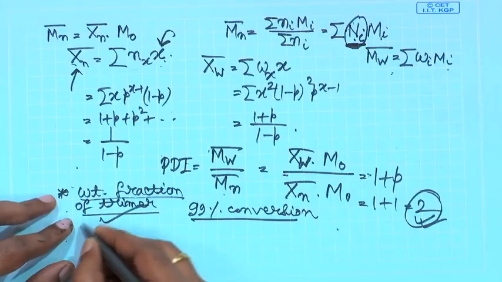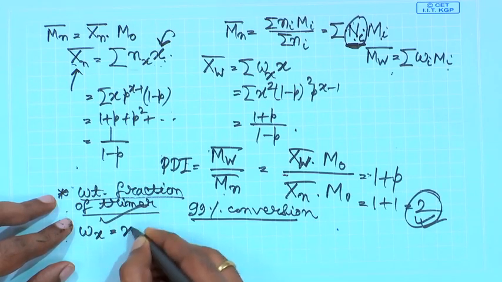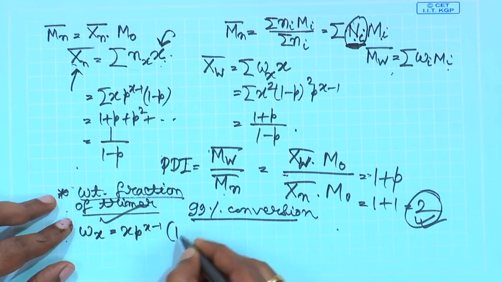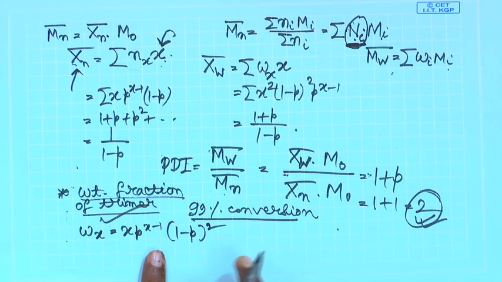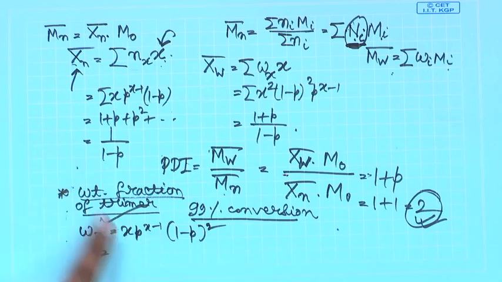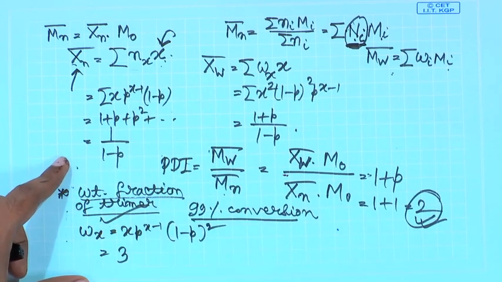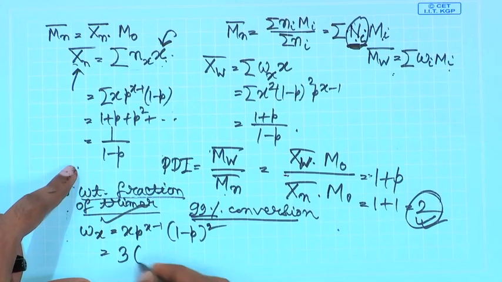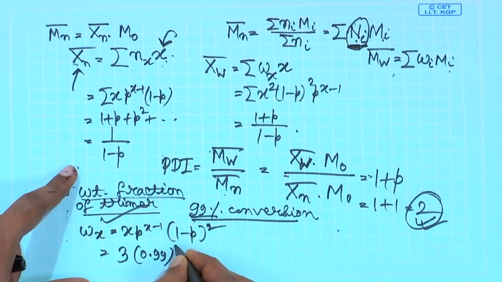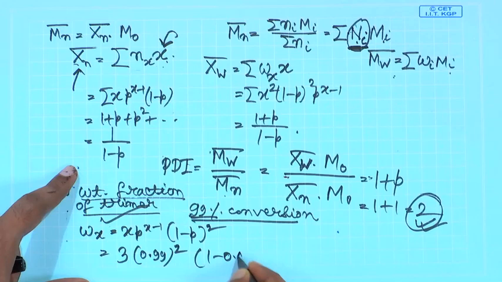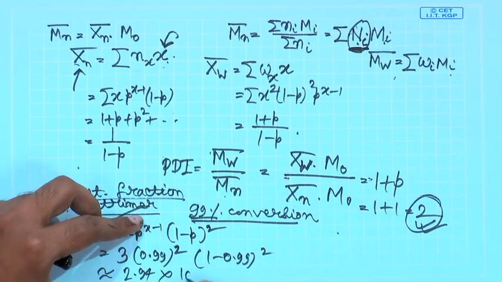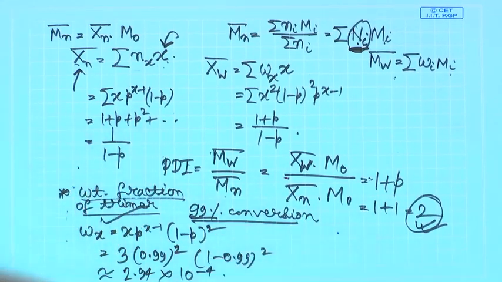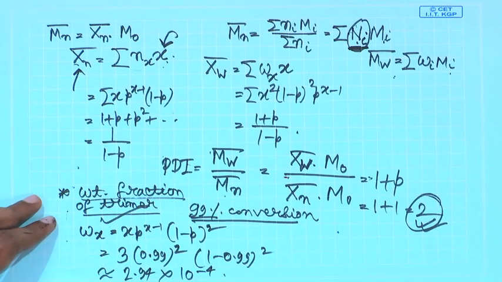So, what is the equation? For weight fraction, Wx equals x into p to the power x minus 1 into 1 minus p whole squared. This is the expression, and you are looking for trimer. So, your x is 3 and your p is 99%. So, it is 3 into 0.99 squared into (1 minus 0.99) squared, and it will be approximately 2 point something. I have worked this out. To save some time, I do not want to calculate it again, it serves no purpose.